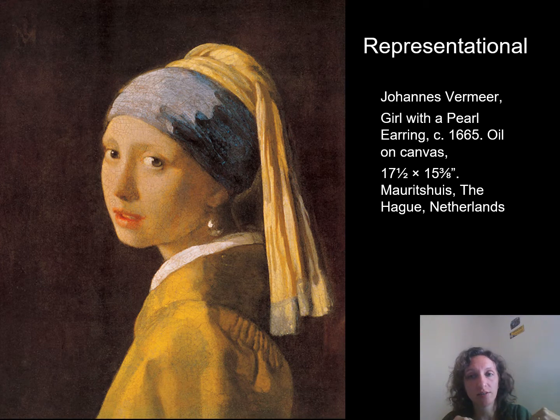So this is Johannes Vermeer, Girl with a Pearl Earring. So we're seeing examples of representational that span both painting and sculpture and all these other things. But what they have in common is that they're all realistically representing what they're depicting.